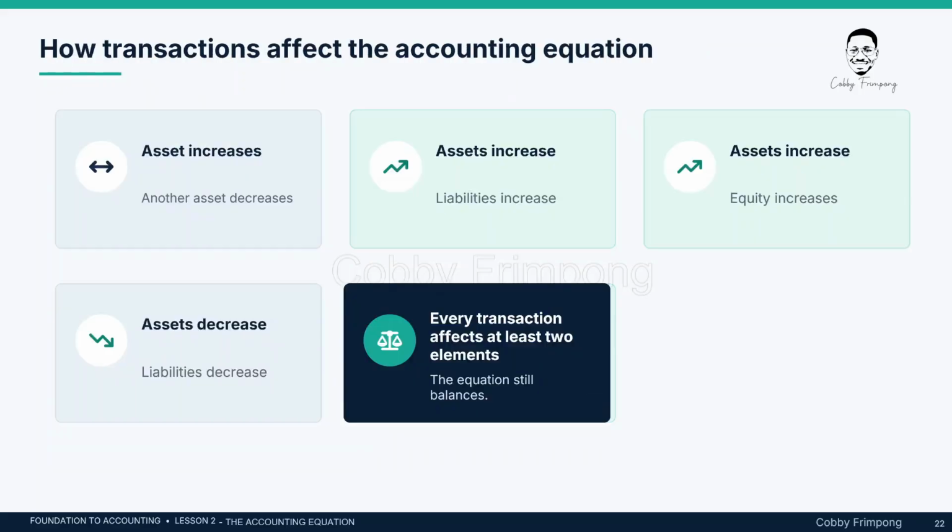How transactions affect the accounting equation. Every business transaction affects at least 2 parts of the accounting equation. Sometimes one asset increases while another decreases. Sometimes assets and liabilities both increase or both decrease. Sometimes assets and equity both increase or both decrease. The equation must remain balanced after every transaction.